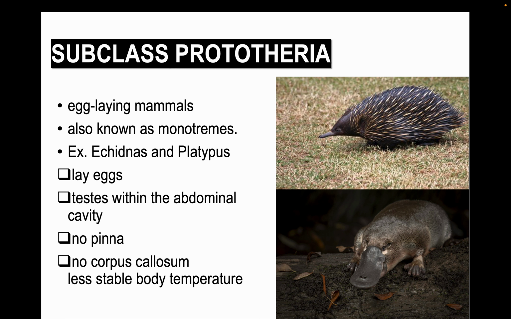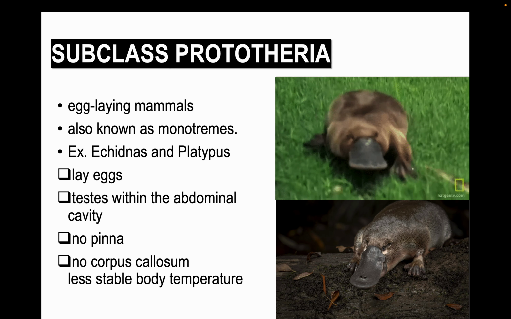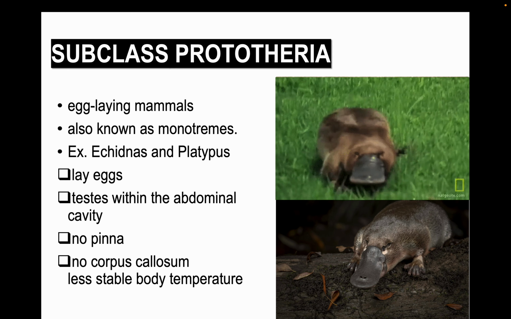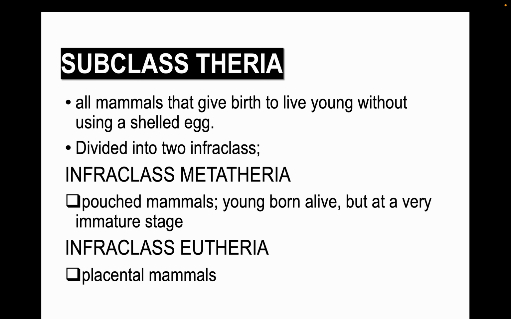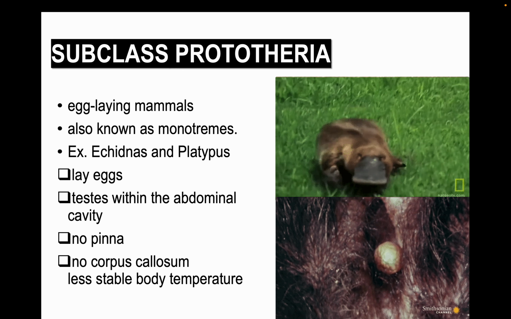They don't have pinna in their ears. No connective tissue characterizes the pinna section of the ears. They don't have a corpus callosum that connects the hemispheres of the brain, and they have less stable body temperature. Here you can see a platypus. Then we have this, an example of the egg of a monotreme.